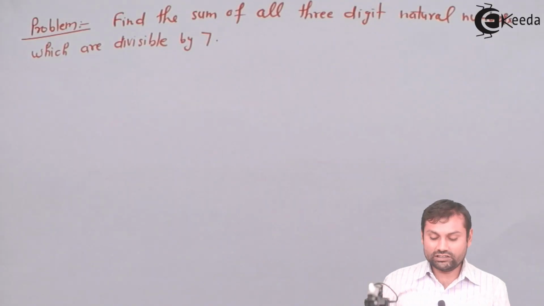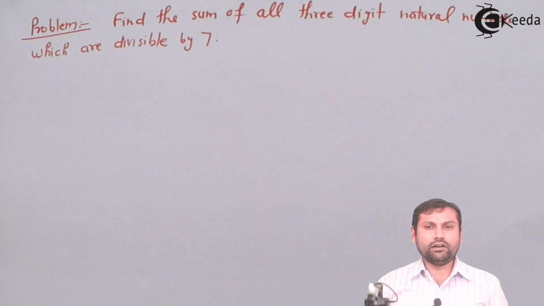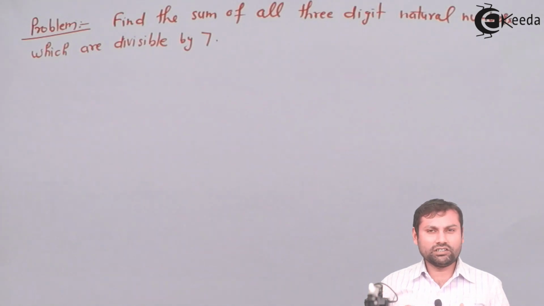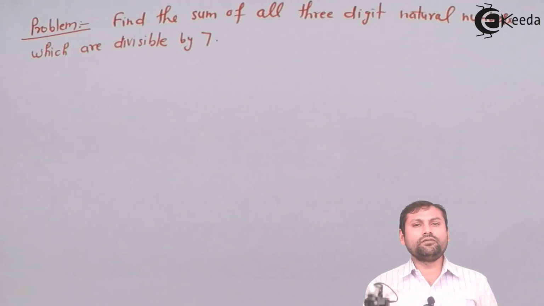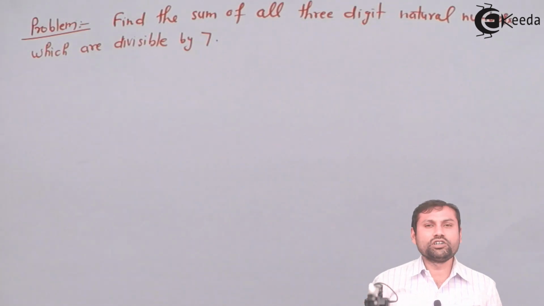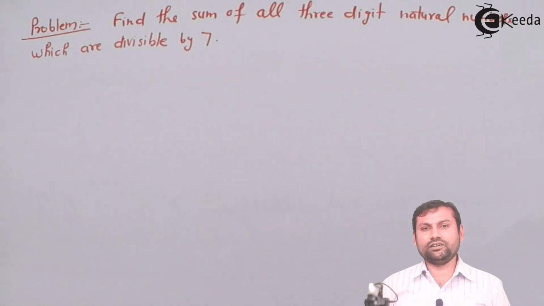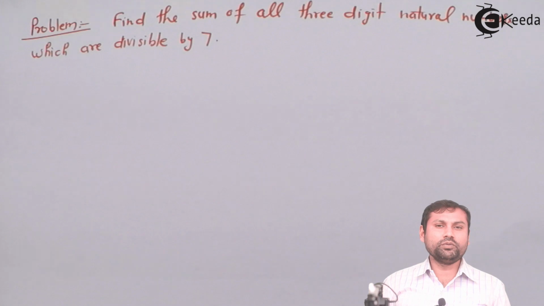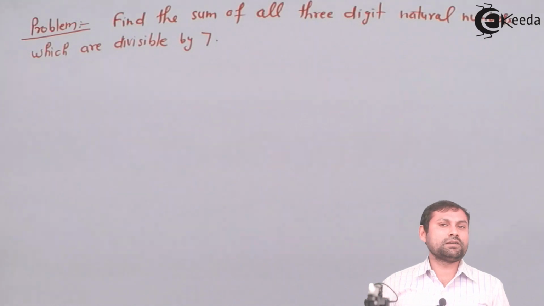So the question is given: find the sum of all 3-digit natural numbers which are divisible by 7. There are a lot of numbers. If you go to calculate them one by one, it will take more time and more space. So here we use an application of the sum of n terms of an AP to get the sum of all 3-digit numbers which are divisible by 7.